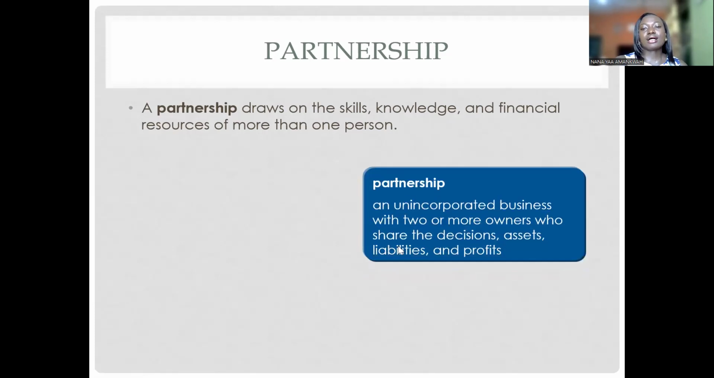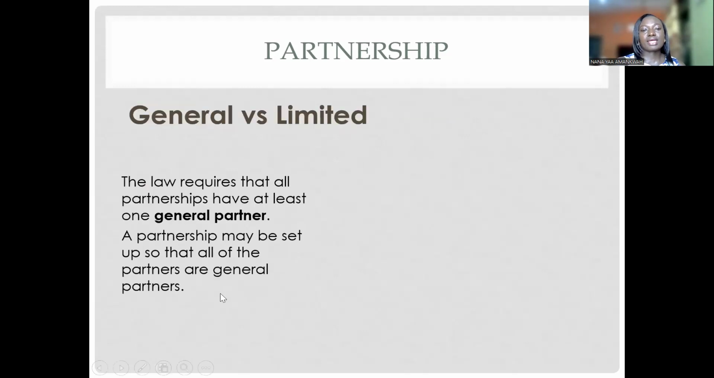Great. So an unincorporated business with 2 or more owners who share the decisions, assets, liabilities, and profits. That is what a partnership is. Now, there are 2 types of partnerships, and there are 2 major partners in a partnership. You have the general partner and then the limited partner. The law requires that all partnerships have at least a general partner, and a partnership may be set up so that all the partners are general partners. So you can have a partnership where all the partners are general partners.